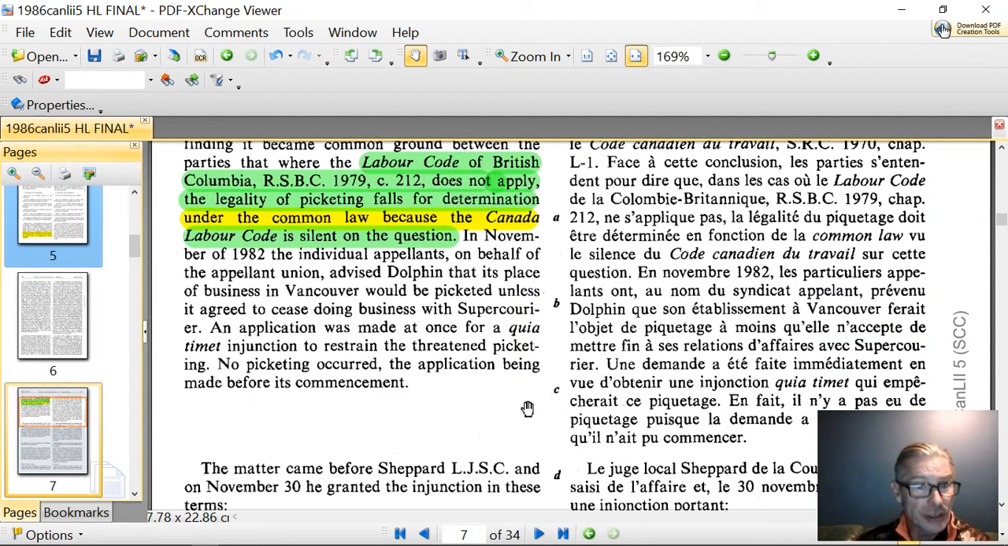The Labour Code of British Columbia does not apply. The legality of picketing falls for determination under the common law because the Canada Labour Code is silent on the question.